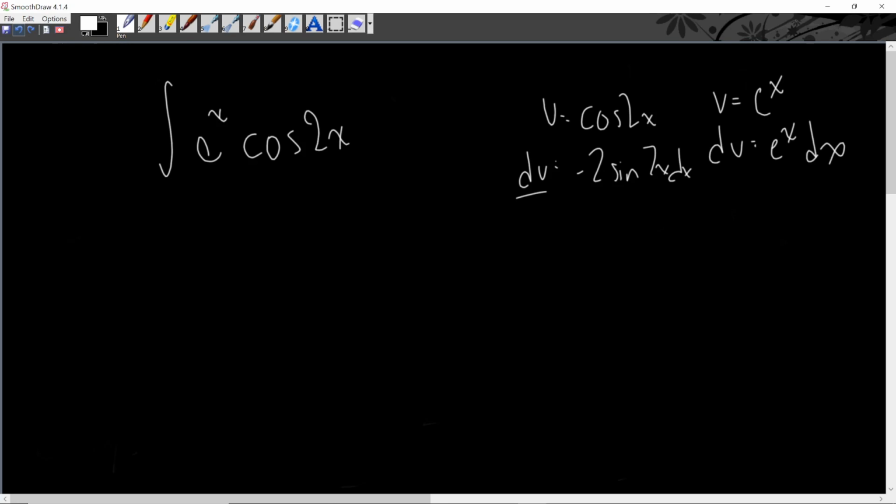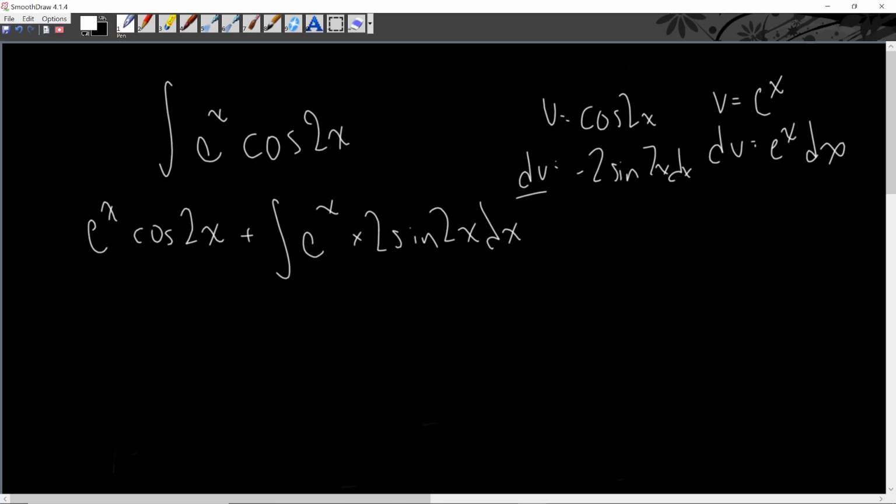And then from here, let's write what we have. We have uv, so e to the power of x times cosine 2x, minus v du. So we have e to the power of x times negative 2 sine 2x, which we're just going to put that negative out there, 2 sine 2x dx.